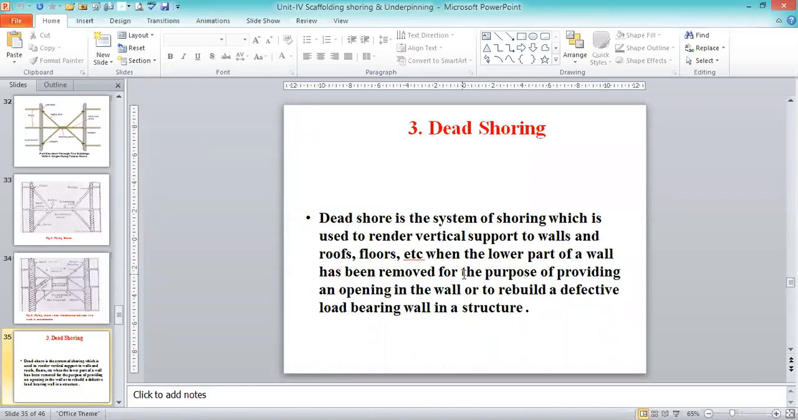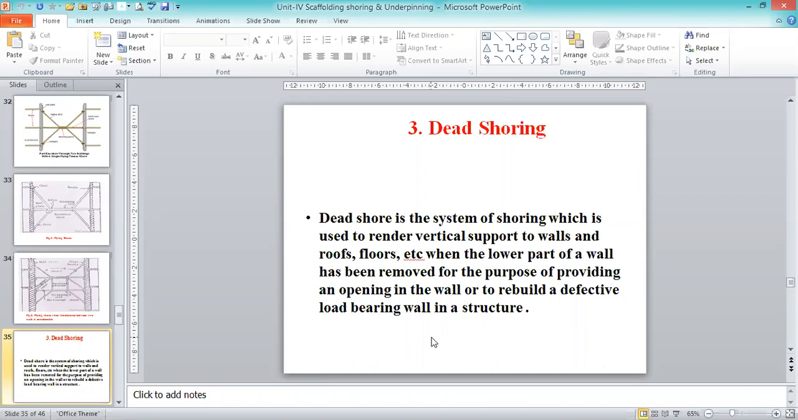Second one is settlement of the entire building. Then we are given the flying shore. Then the third one is dead shoring, where we are going to support the roof and floors also. This is used when the lower part of a wall is going to be removed, for the purpose of providing an opening in the wall or to rebuild a defective load bearing wall in a structure.